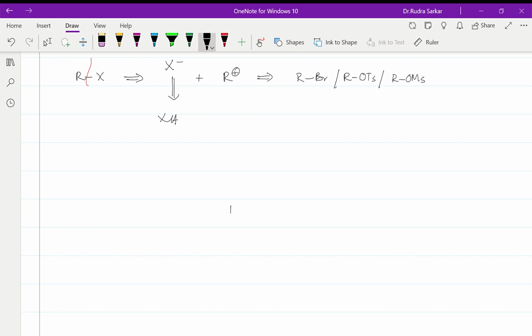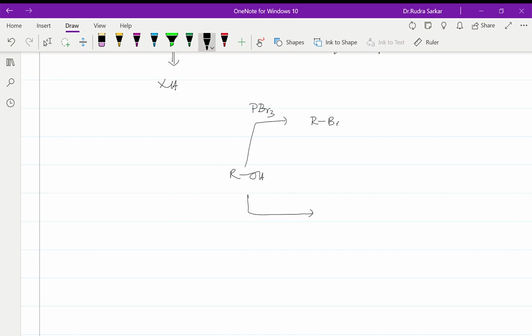So now, keeping ROH, how do we convert alcohols to RBr? One can use PBr3 and that will give us RBr. Basically, converting the alcohol to a very good leaving group. If you are treating with mesyl chloride in presence of triethylamine, which is a base used to remove the HCl formed as a byproduct, we are going to get ROMs.